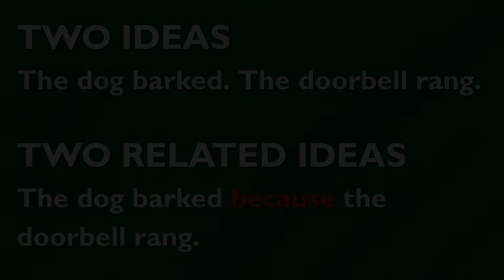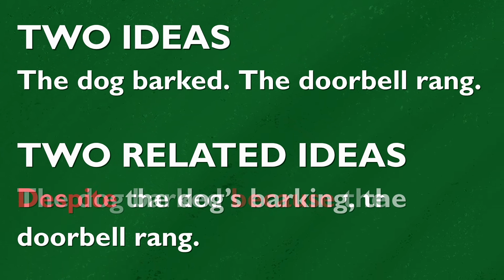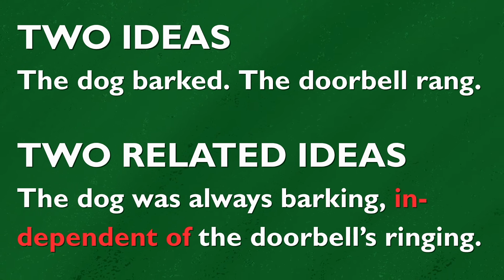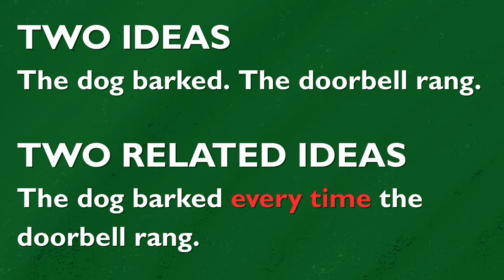So what about this? The dog barked because the doorbell rang. Or this. Despite the dog's barking, the doorbell rang. Or this. The dog was always barking, independent of the doorbell's ringing. Or even this. The dog barked every time the doorbell rang. And you get the idea. There are things you can do in your writing to make the relationship between your ideas explicitly clear.